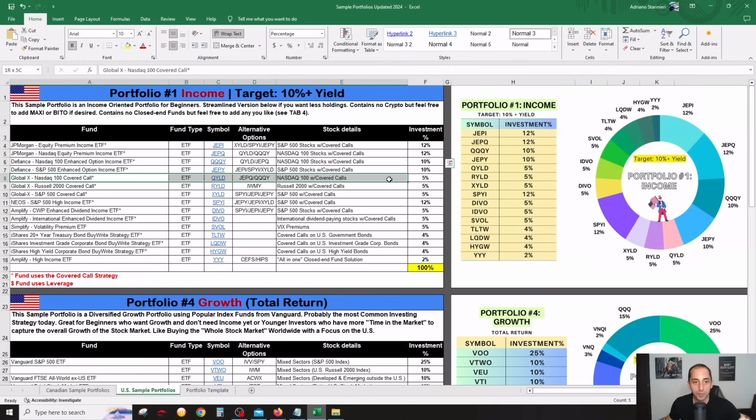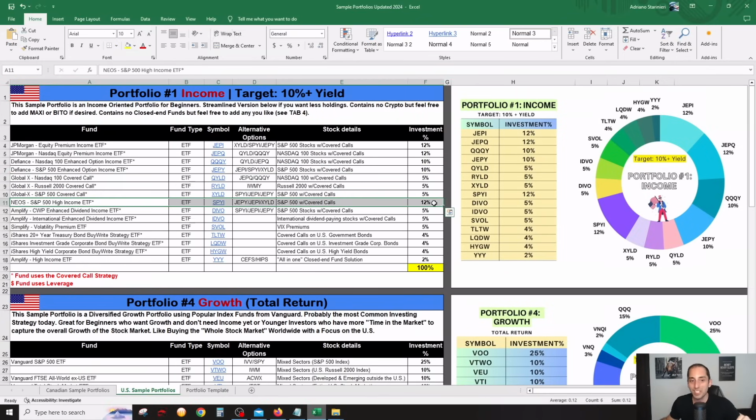I have the three very popular ones also from Global X: QYLD, RYLD, XYLD, options strategy. The indexes are the same. So QYLD is once again the NASDAQ, XYLD is the S&P 500. RYLD is the Russell 2000, however, which is an index that tracks really the small cap segment of the US market. So 5% in each of those. From Global X, QYLD is kind of the original one.